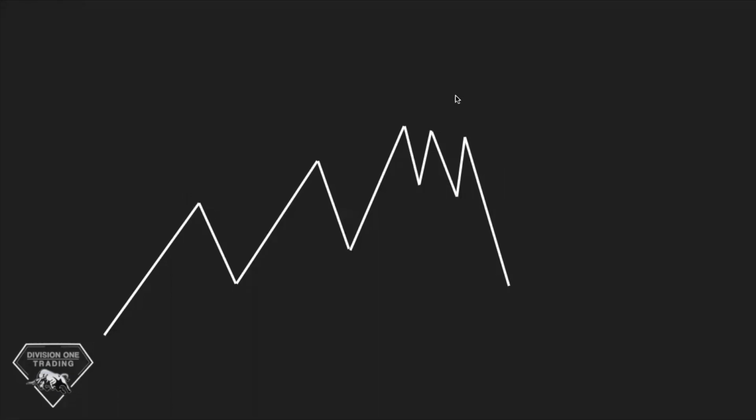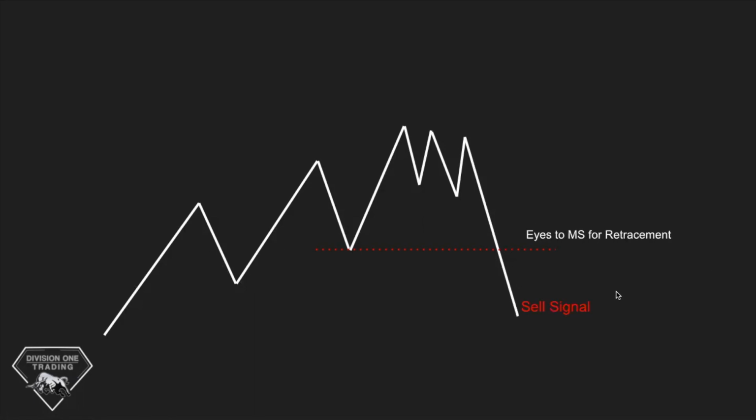So the easiest move, and what we're going to talk about, is this here. When we see this move here, when we see those three pushes, that's what we call a three drive pattern. So it's those 1, 2, 3 pushes, consolidate, and then break of market structure. At that point, once we have that break of structure, our eyes are back to this market structure here for retracement. And this here, remember, this is when we get a sell signal.